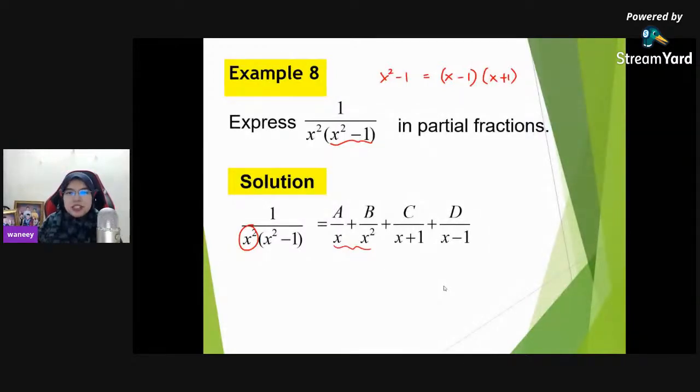Ada siapa-siapa yang tak okey? Boleh tulis kat situ kalau tak okey kat mana-mana.